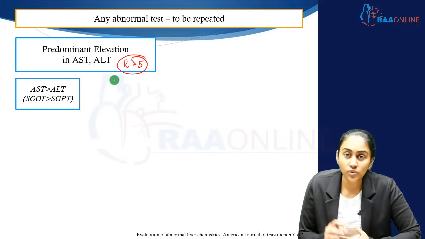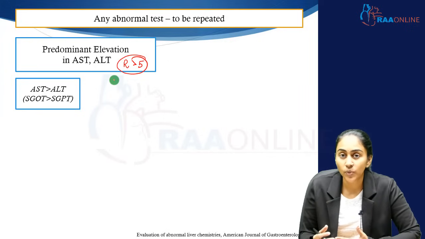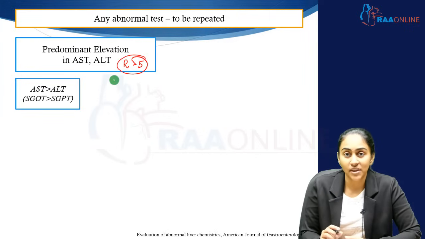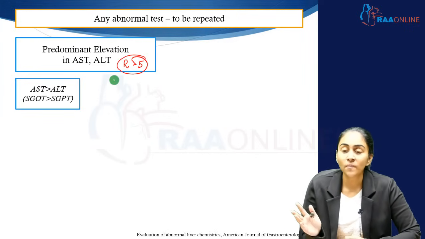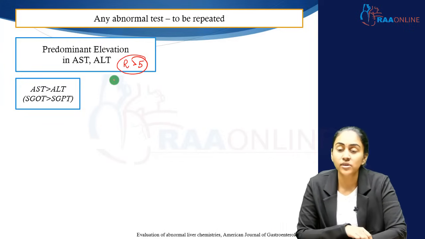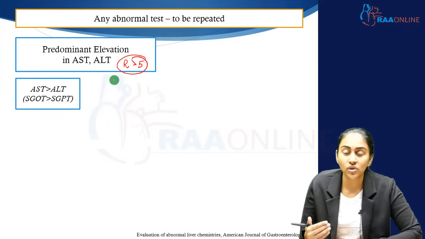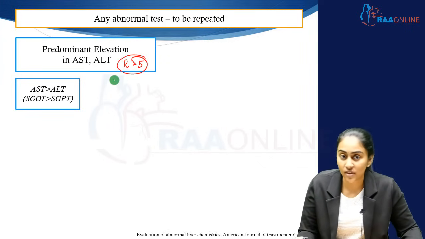Now, in addition to this degree of elevation, the pattern of elevation. So when I say pattern of elevation, what do I mean? So we have two transaminases, right? The alanine transaminase and the aspartate transaminase. So between these two, which one shows a dominant elevation, which one is going to be predominantly elevated? Based on that, we can categorize what is the likely liver disease that we are dealing with.